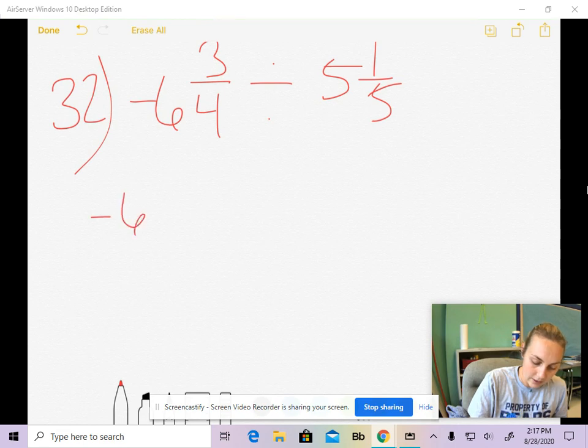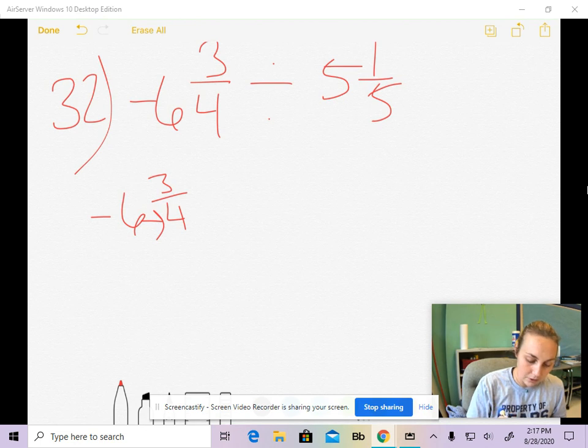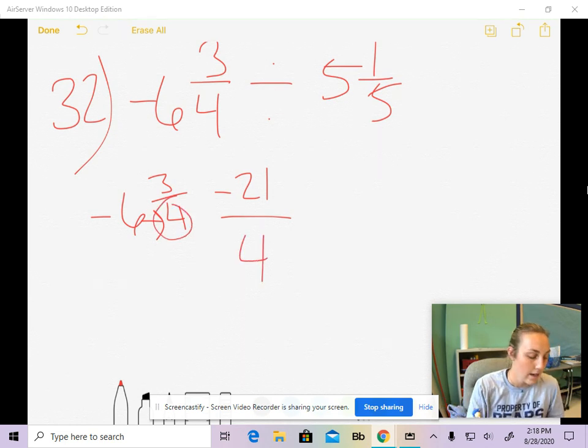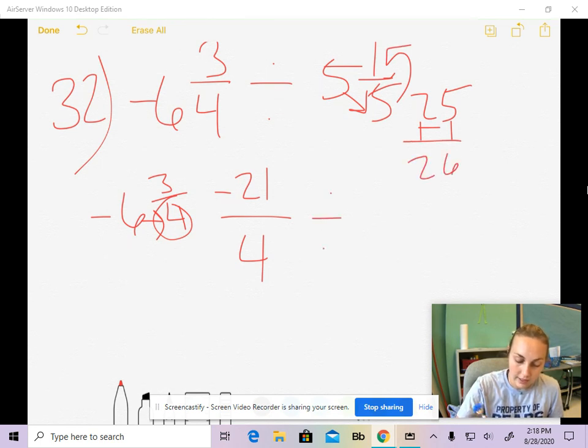So -6 and 3/4. First thing we need to do is multiply 6 by 4. So 6 by 4 is 4, 8, 12, 16, 20, 24. It's going to be -24 plus 3. Sorry, I'm looking at the wrong one. -24 plus 3 is going to be -21. And then we keep the same denominator, it's going to be 4. And then 5 times 5 is going to be 25. Then we're going to add that by 1 because we're going to take that number and add it to the numerator. So it's going to be 26. So we're going to divide -21 over 4 by 26 over, keeping the denominator, over 5.